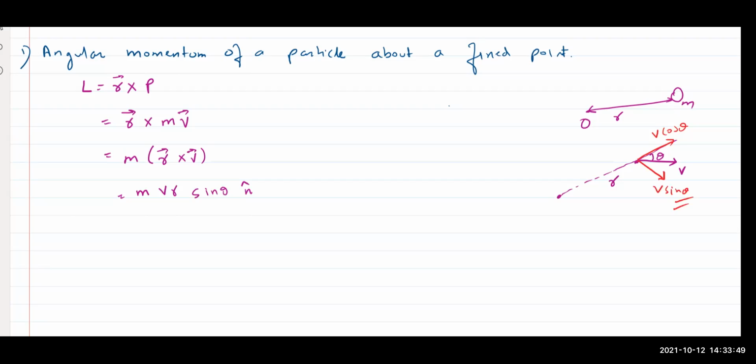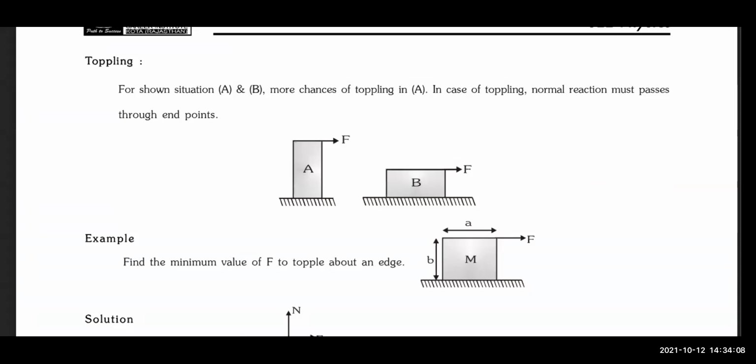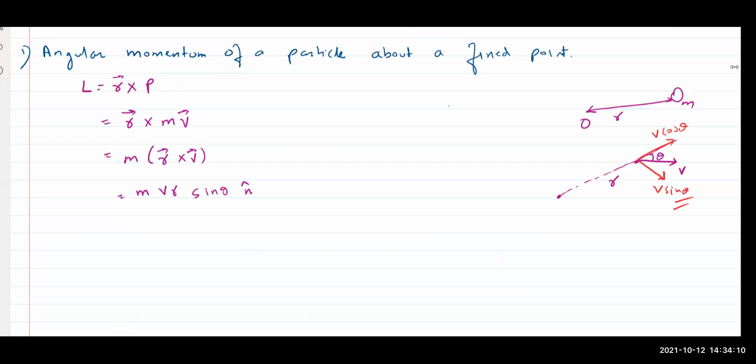Now tell me, which component is responsible for angular momentum using the formula? Which component? The perpendicular component, yes or no? Because it is v sin theta.